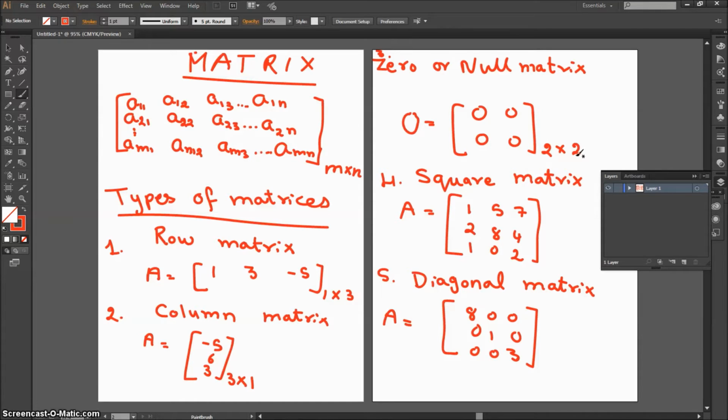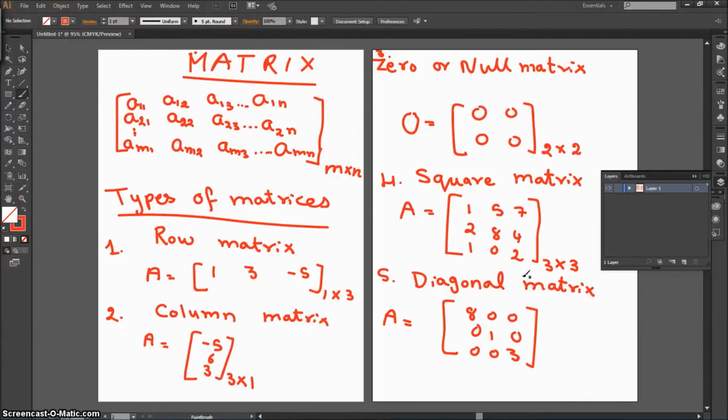Square matrix. A square matrix is a matrix in which the number of rows is the same as the number of columns. So look at this A. How many rows? 3 rows and 3 columns. So what is the order of this matrix? The order of this matrix is 3 by 3. It is a square matrix. It can be of order 2 by 2, 4 by 4, m by m. Number of rows should be the same as number of columns.